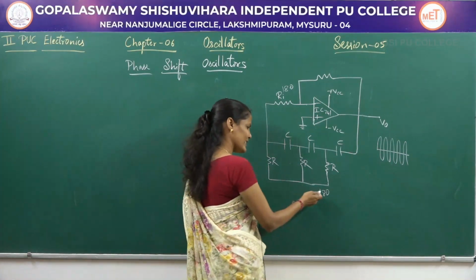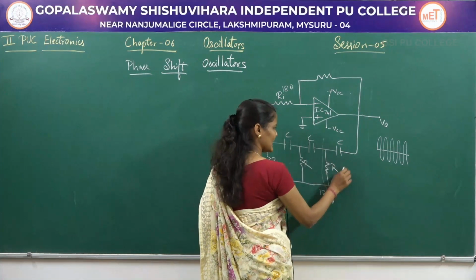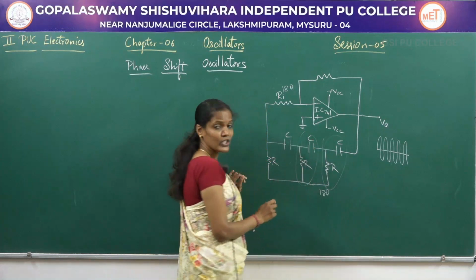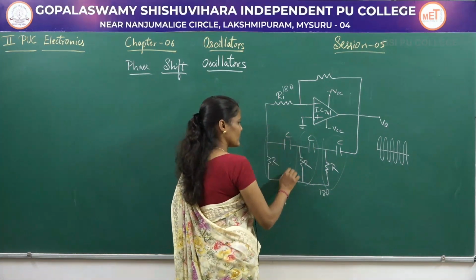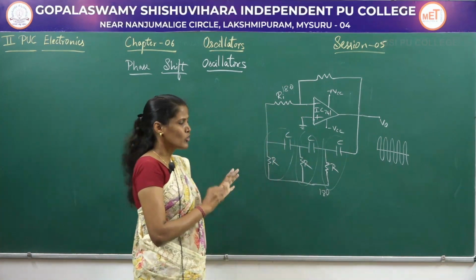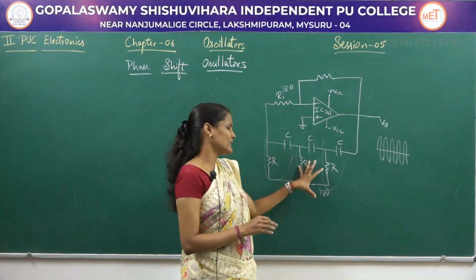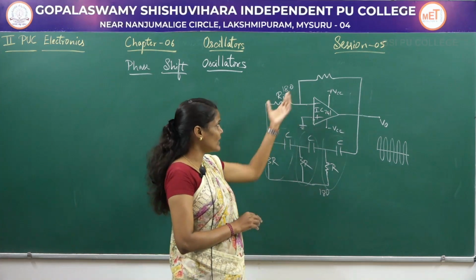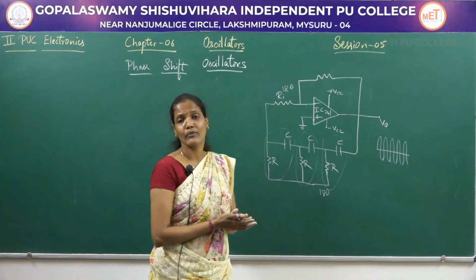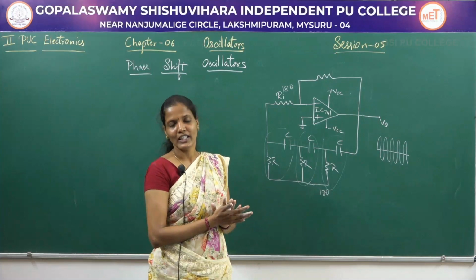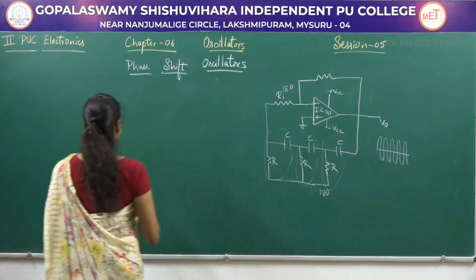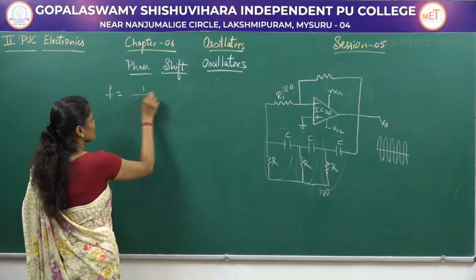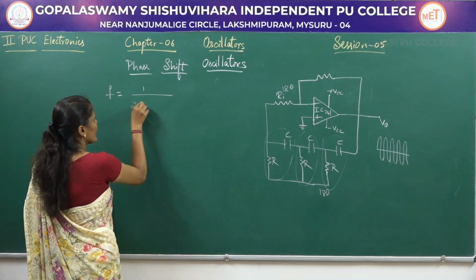So this RC network will provide a phase shift of 60 degrees, this RC network will provide a phase shift of another 60, and this will provide another phase shift of 60 degrees. So totally from the feedback circuit we will be getting a phase shift of 180 degrees, and the other 180 degrees of phase shift will be obtained from the inverting operational amplifier.